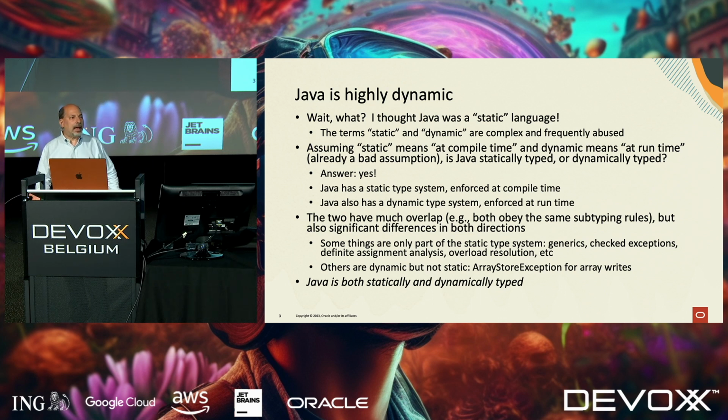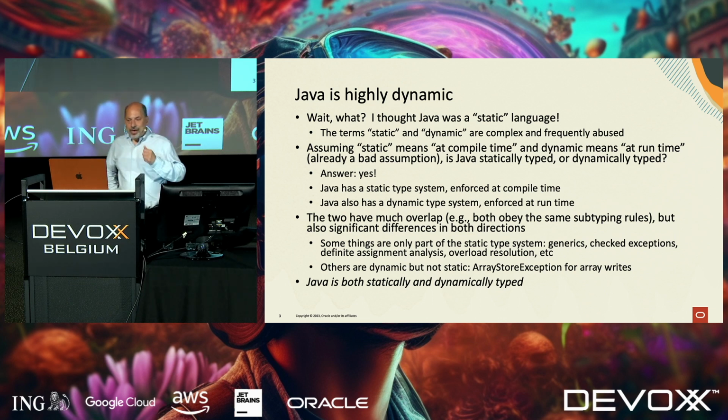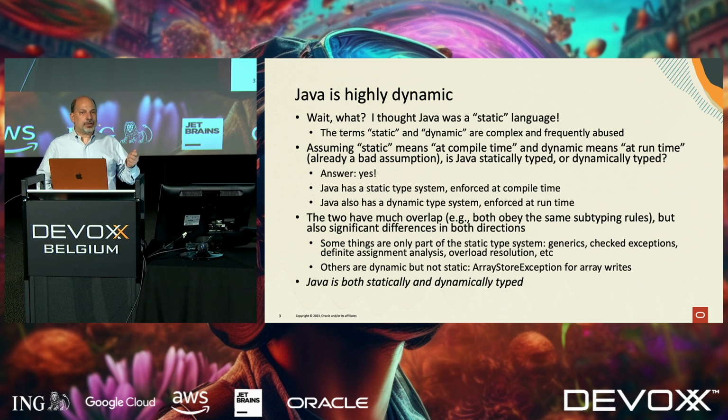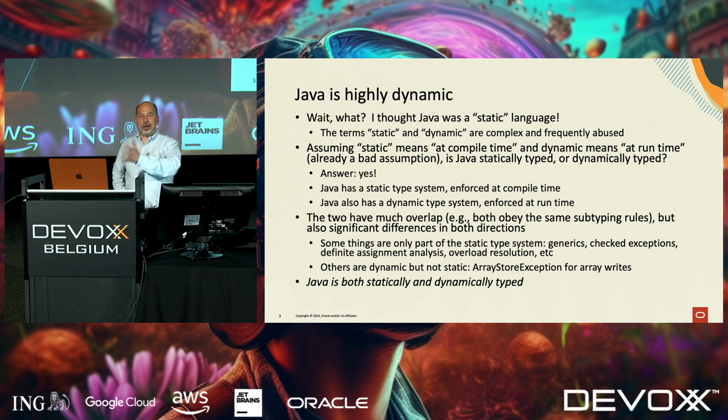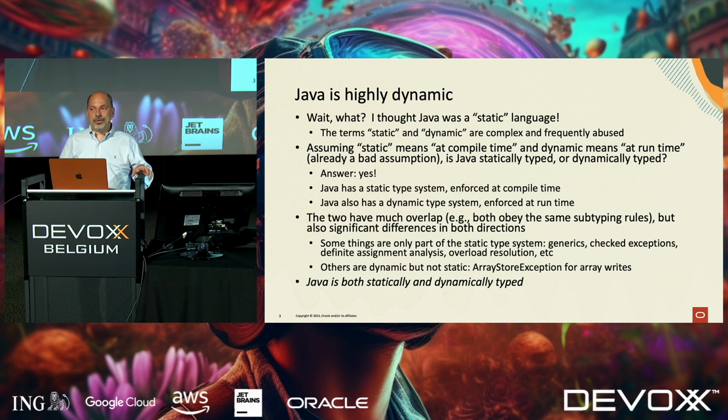On the other hand, there are aspects of the dynamic type system that are not part of the static type system. The best example of that is ArrayStoreException. So if I have an array that is an object array, and I go to store a string in it using the aastore bytecode, I may get an ArrayStoreException. And the reason is that object array might actually be an array of integers. It may be an integer array because arrays are covariant in Java. So I can cast an integer array to an object array. And then if I try to put a string into it, the runtime will say, no, you can't do that.